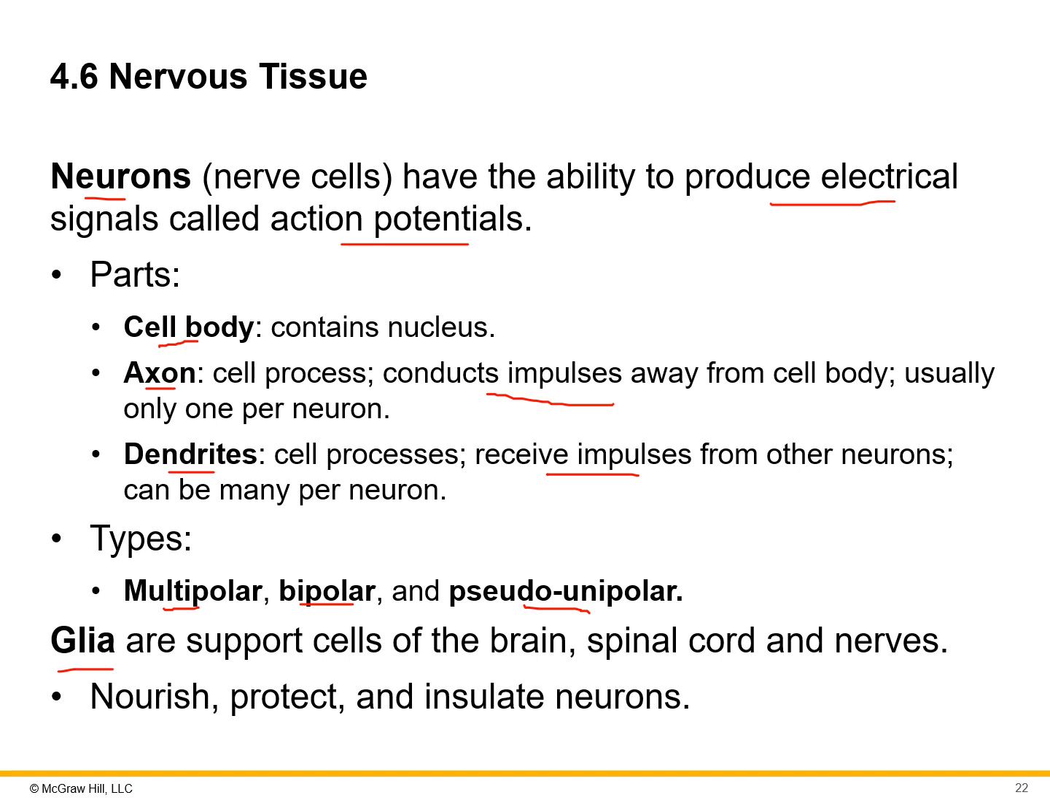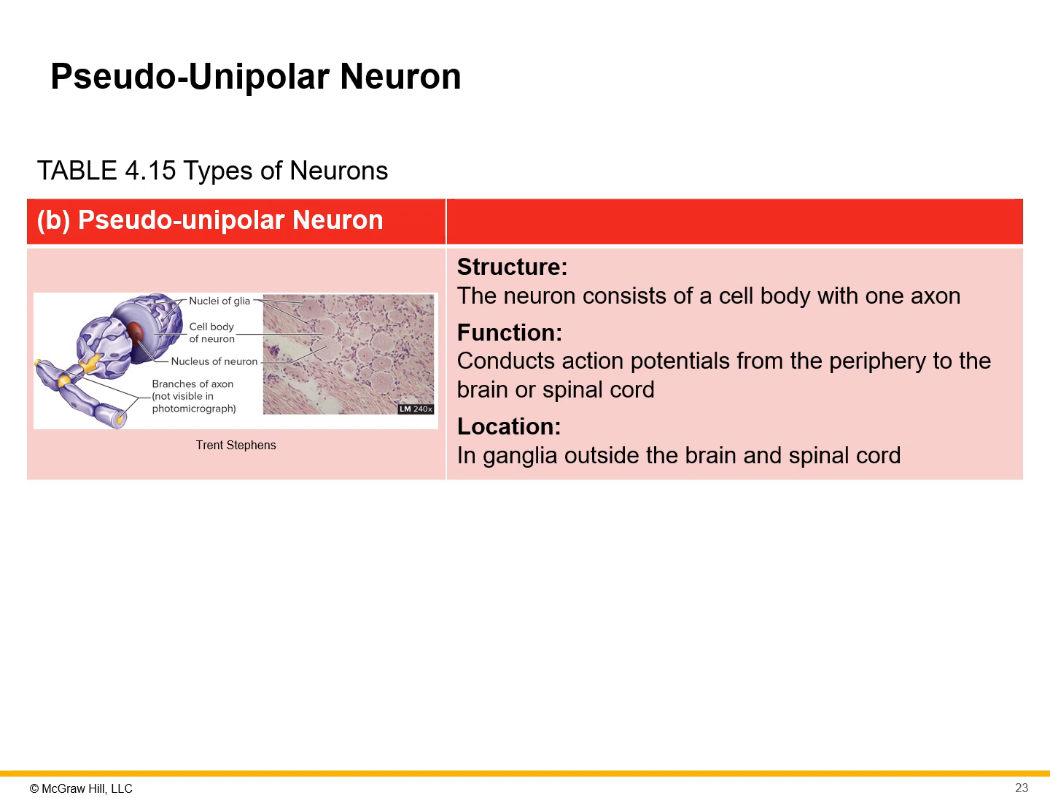Glia is the support cell in the brain, also in the spinal cord and the nerves, that's there to nourish and protect as well as insulate our neurons. So the pseudo-unipolar, again, looks like it has a single pole, but as the name implies, does not. So it consists again of the cell body with an axon. So it conducts those action potentials and is found in the ganglia outside the brain and spinal cord.